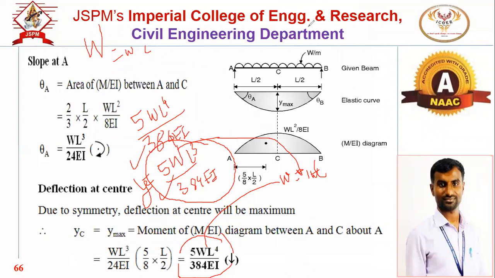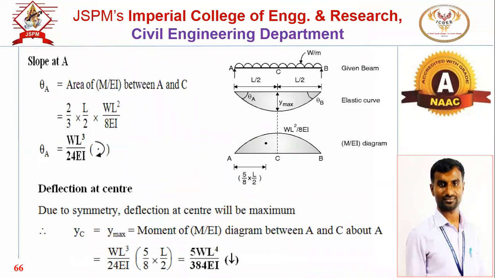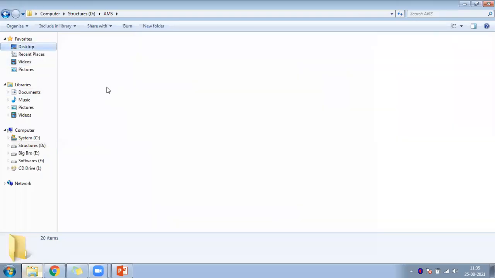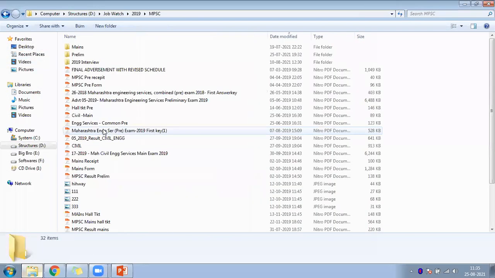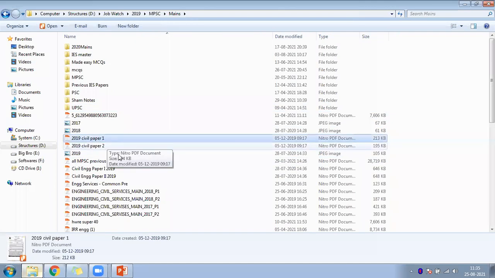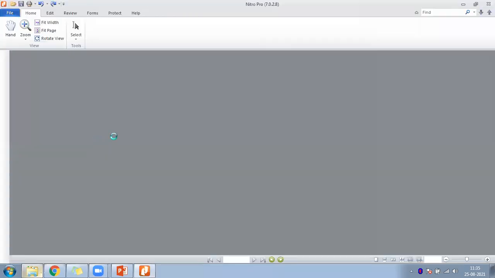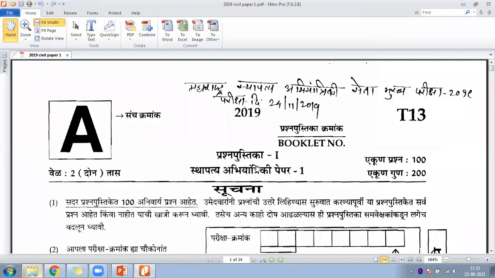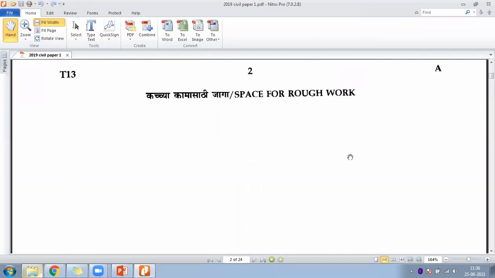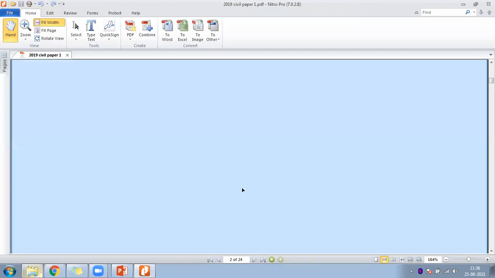Okay, I will share that question paper also. So just wait. We share that question paper with you. So this is asked in MPSC 2019 examination. Can you see the question paper? Yes, sir. Now we will see that question. And both questions were asked in that.